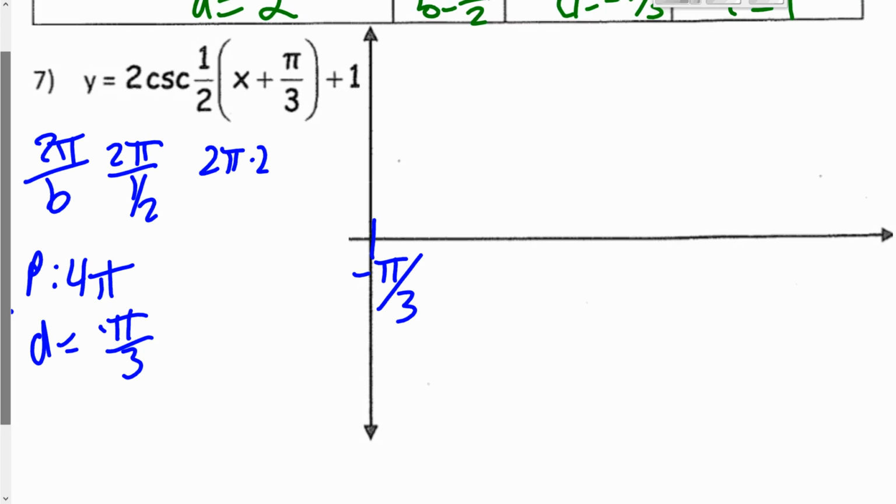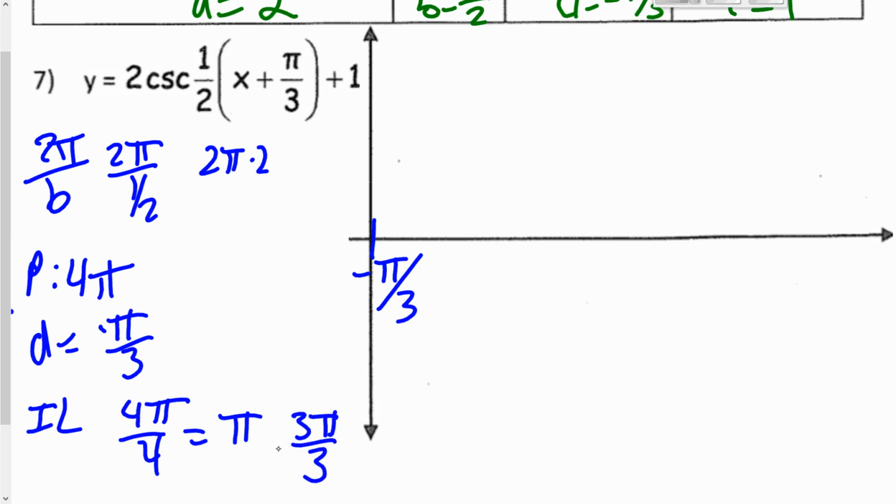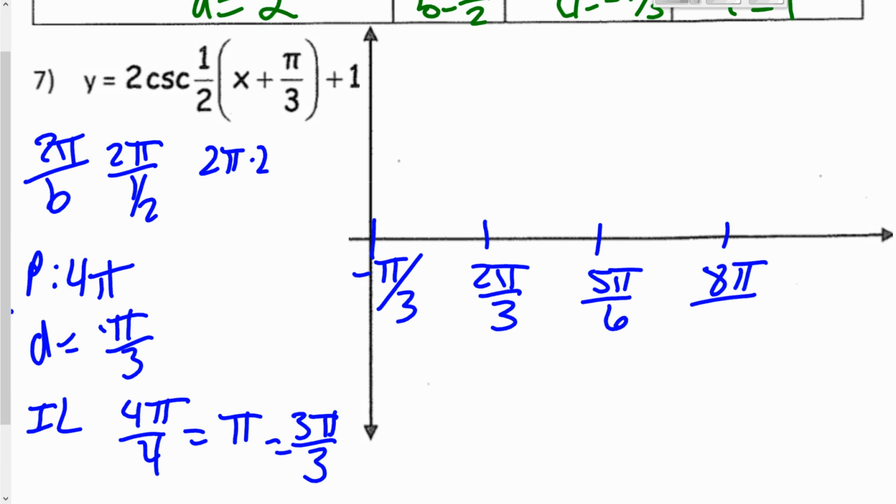All right, so we start at negative pi thirds. Now we're going to add our interval length. That's taking our period and dividing it by 4. So that is pi. And if we convert it to thirds, because we're starting at negative pi thirds, we get 3 pi thirds. And then we add that to negative pi thirds, we get 2 pi thirds. And we add another 3 pi thirds, that's 5 pi thirds. 8 pi thirds. I don't know why I put a 6 there.